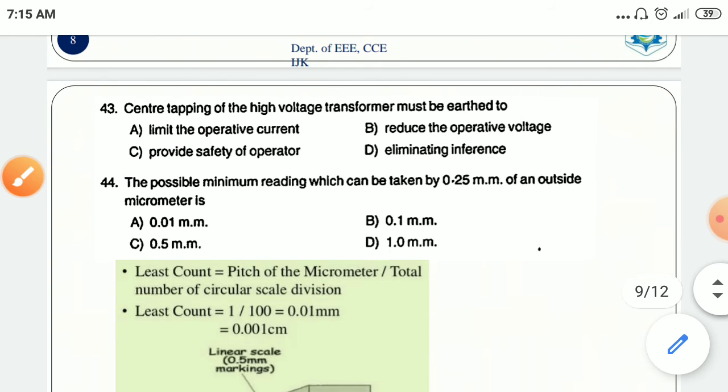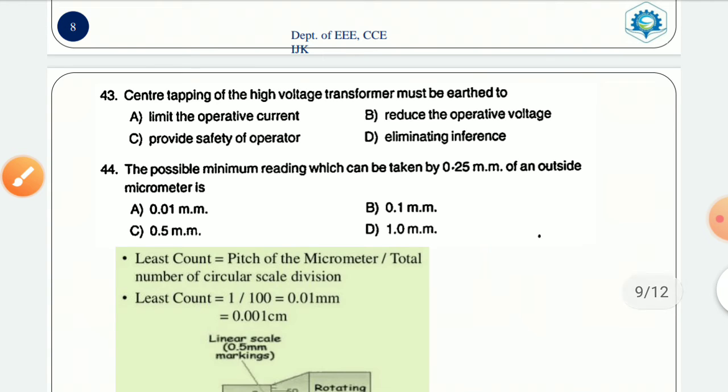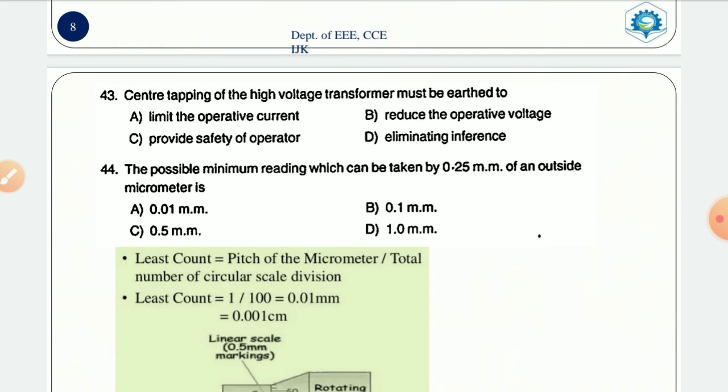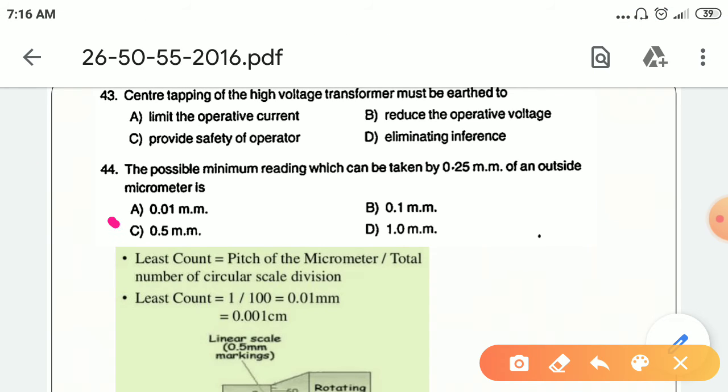Question number 44. The possible minimum reading which can be taken by a 0.25 millimeter of an outside micrometer is. So the least count is being asked, that is 0.01 millimeter. The answer for question number 44 is option A, that is 0.01 millimeter.